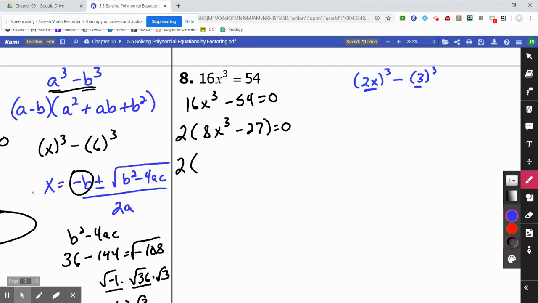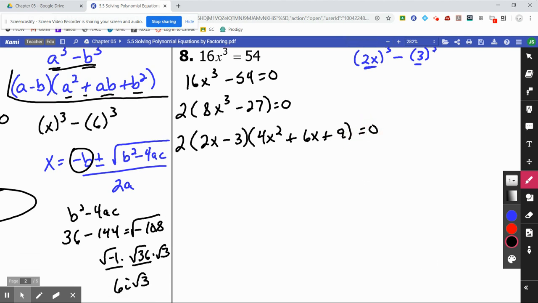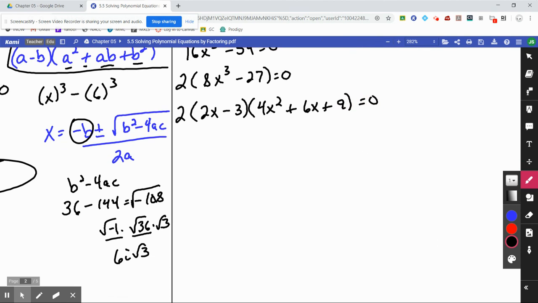Now let's plug that back into our formula. Everywhere I have an a, put a 2x. Here's your formula. Everywhere you have a b, put a 3. A squared would be 2x times 2x, which is 4x squared, plus ab will be plus 6x, and then plus b squared will be plus 9. There's the factored form. Now that we're down to that, we can set every factor equal to 0.